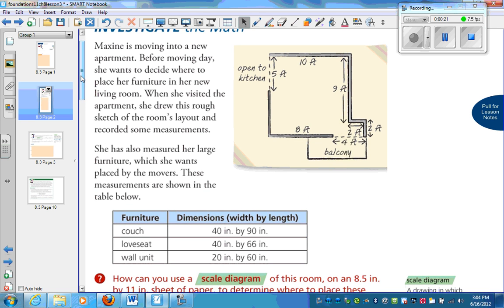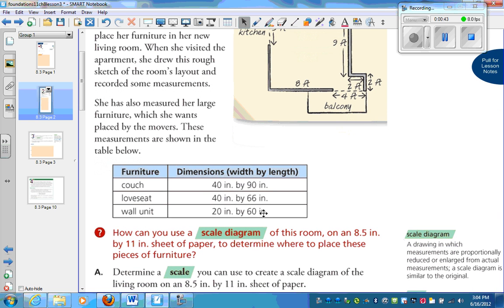Maxine is moving into a new apartment. Before moving day, she wants to decide where to place her furniture in her new living room. When she visited the apartment, she drew this rough sketch of what it would look like. She has also measured her large furniture, which she wants to place. So she wants the movers to do it. She's a smart woman. She wants them to do it. These measurements are shown in the table below.